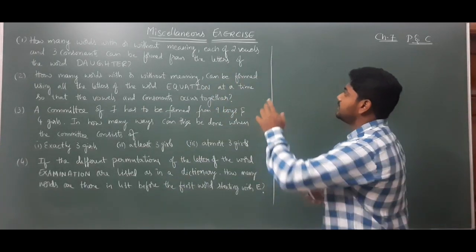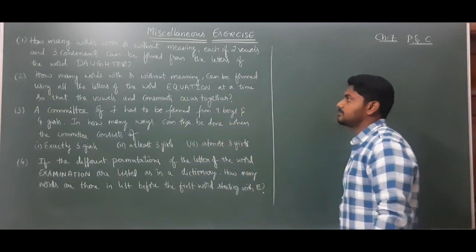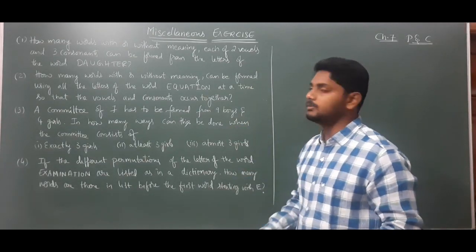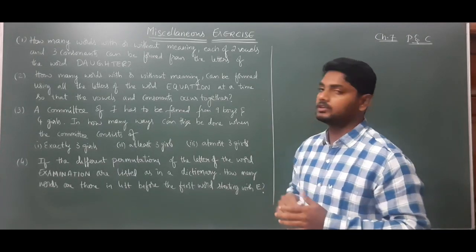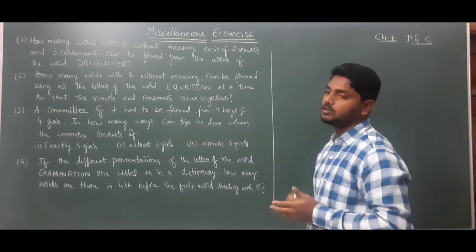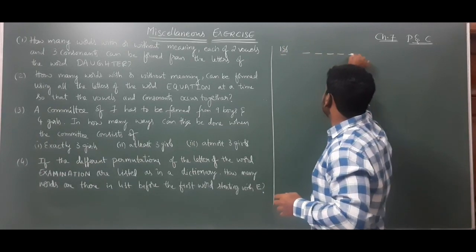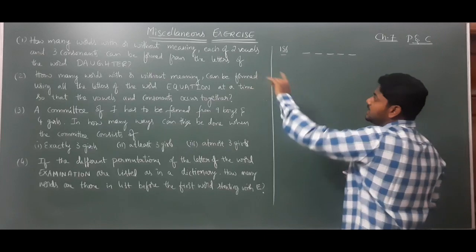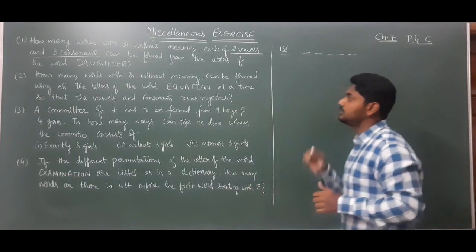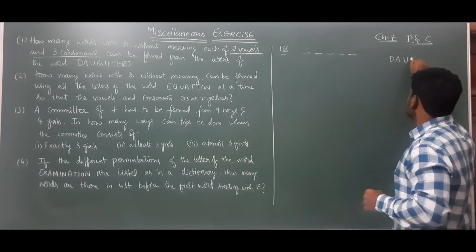Right? So when it comes to miscellaneous exercise, the first question we will discuss: how many words with or without meaning, each of 2 vowels and 3 consonants can be formed from the letters of the word daughter? So that means totally 5 we require. See, 1, 2, 3, 4, 5. First of all, we need to write the word daughter.